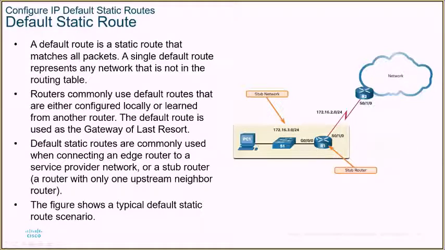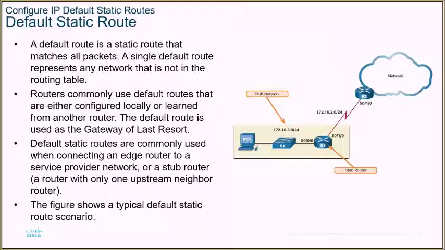And so basically you can do exactly the same thing with a Cisco router by putting in a default static route. And so a default static route is a static route that matches all packets. A single default route represents any network that is not in the routing table. So of course your router at home only has 2 networks: your local network, and of course the network that joins it to the ISP. But you can get to anything, can't you? And that's because of the default route.